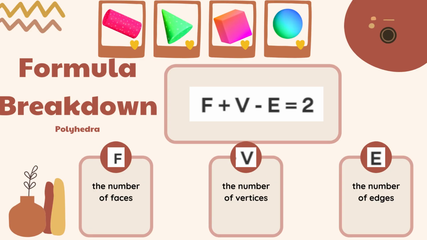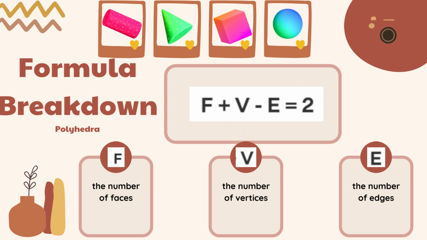We will now break down the formula for a polyhedron: Euler's formula. Polyhedra are 3D solid shapes whose surfaces are flat and whose edges are straight. For example, a cube, prism, pyramid, etc. For any polyhedron that does not self-intersect, the number of faces, vertices, and edges are related in a particular way.